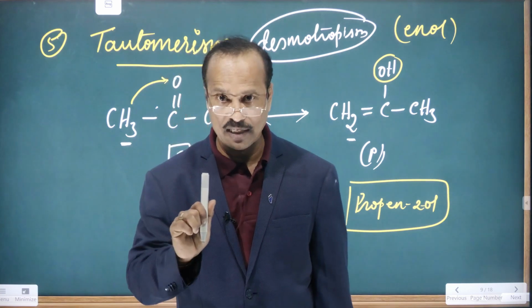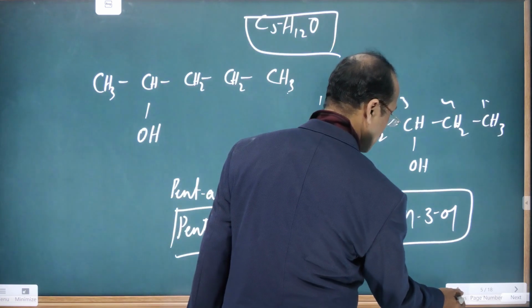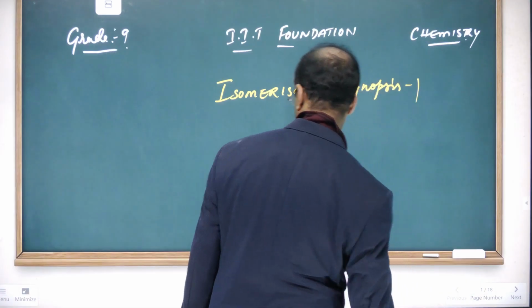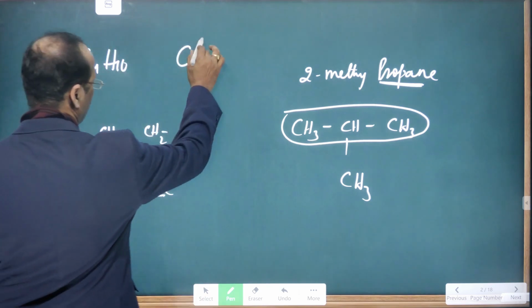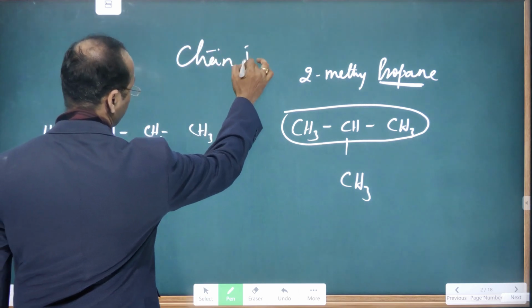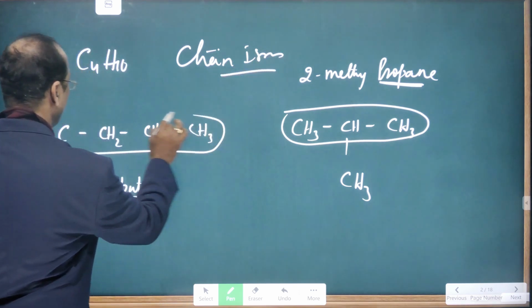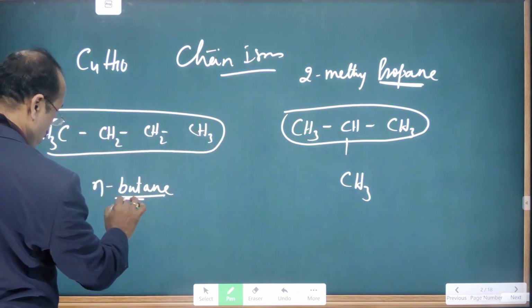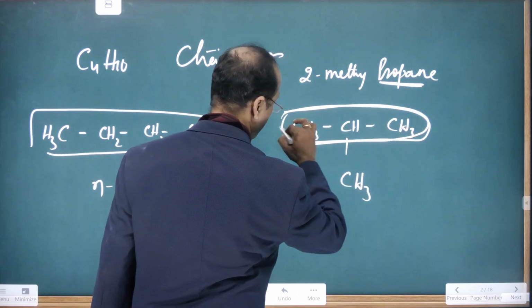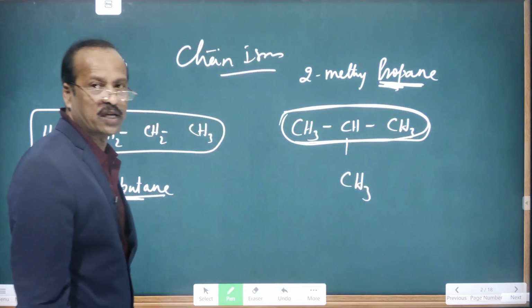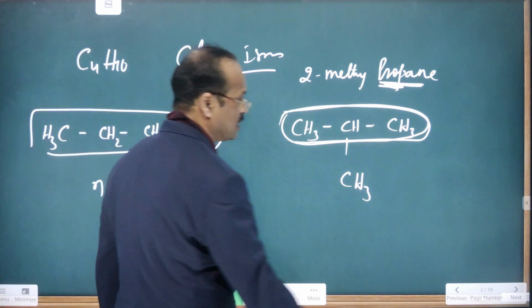One is called chain isomerism, second is position isomerism, third is functional isomerism, fourth is metamerism, and fifth is tautomerism. Here is an example for chain isomerism. Why is it called chain here? In the first, the longest chain is 4, so butane. But in the same compound, the longest root word is 3, propane. If there is a change in the chain, the root word, that's called chain isomerism.